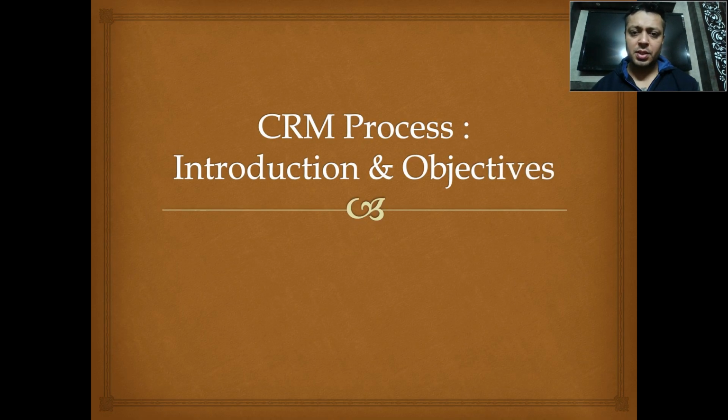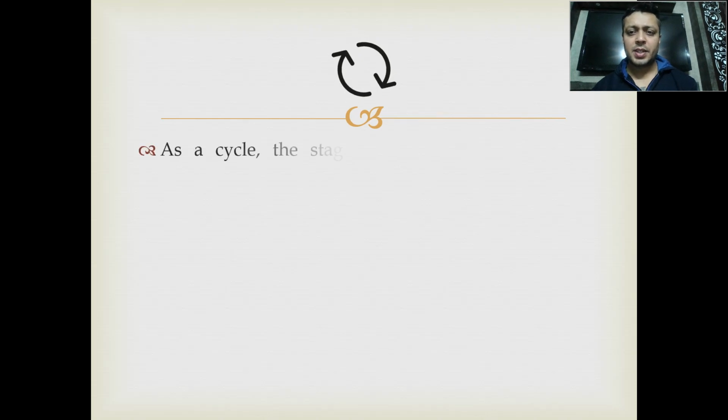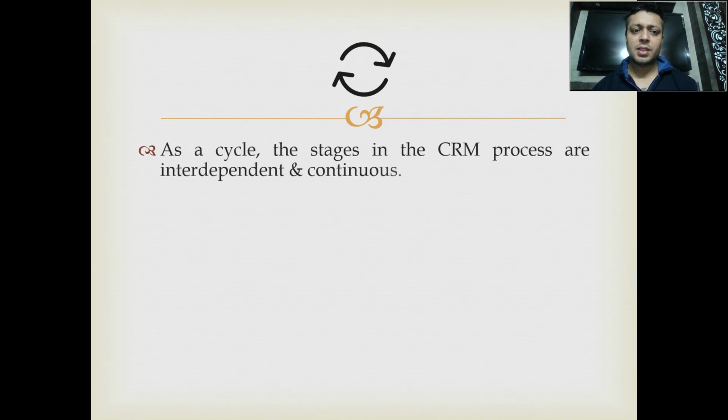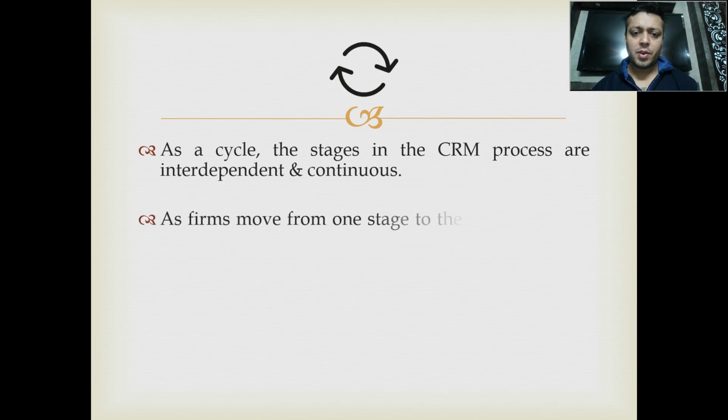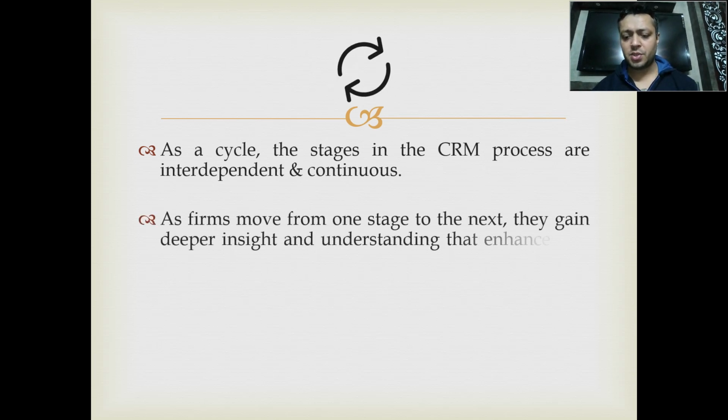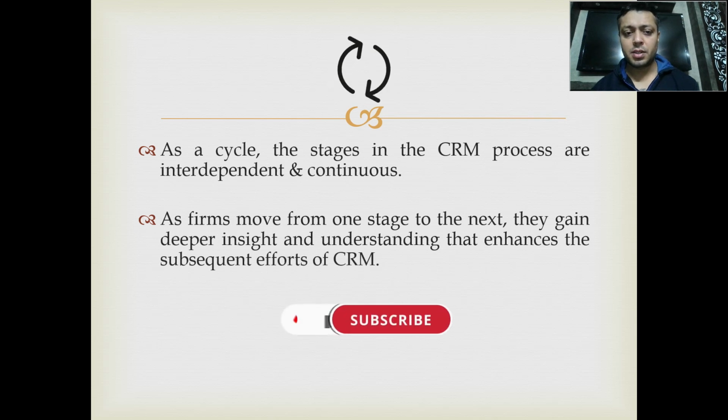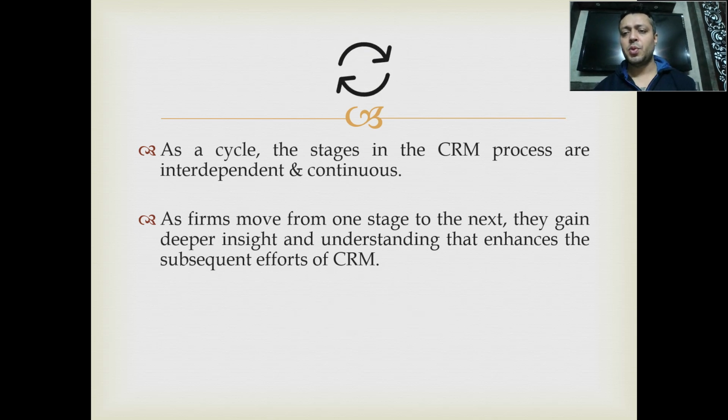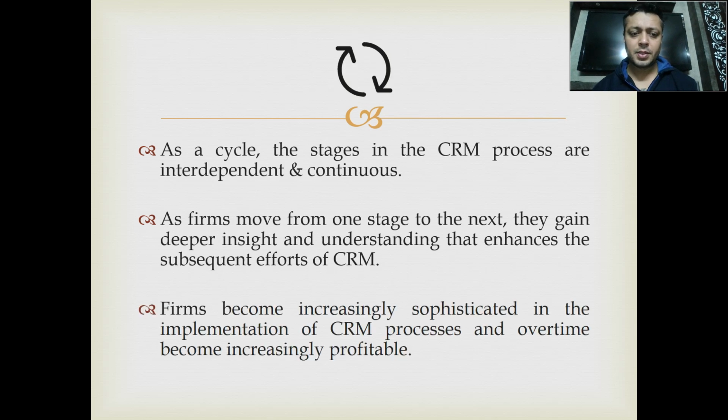Talking about CRM process, its introduction and objectives. As a cycle, if you look at the CRM process, it works as a cycle. So the stages in the CRM process, they all are dependent upon each other as well as they are continuous. Now, as firms move from one stage to the next, they gain more detailed information and insight and understanding, which ultimately helps them to enhance their next CRM effort. Firms become increasingly sophisticated in the implementation of CRM process with the passage of time and become increasingly profitable.